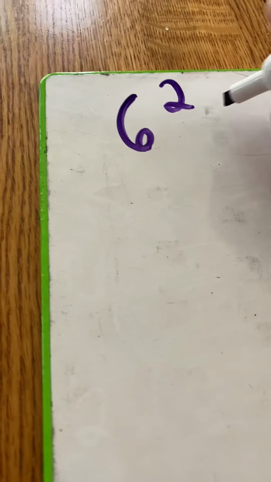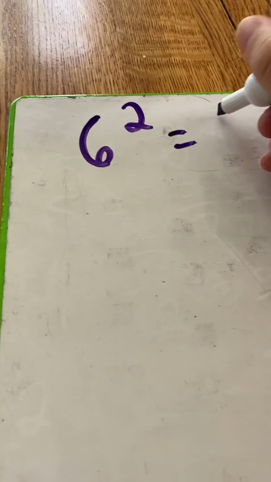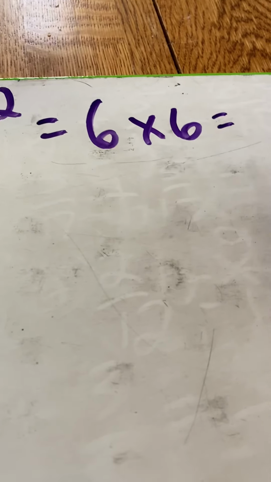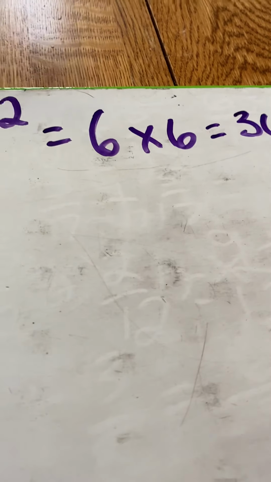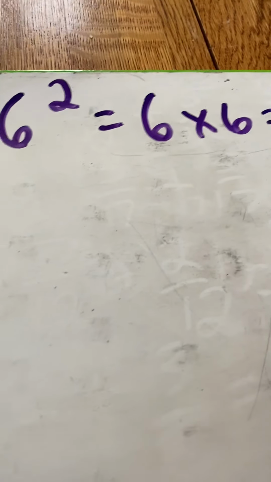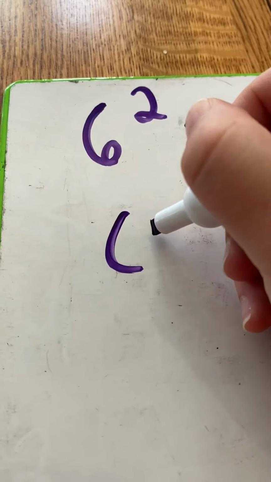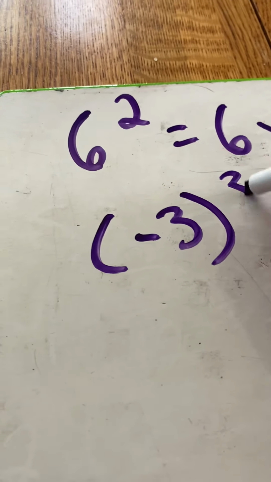All right, so the first example is 6 squared. Essentially, it's just 6 times 6. So I'm going to write that out: 6 times 6. We know that 6 times 6 equals 36, so 6 squared is 36. Second one, we have a negative. So we have -3 to the third power.